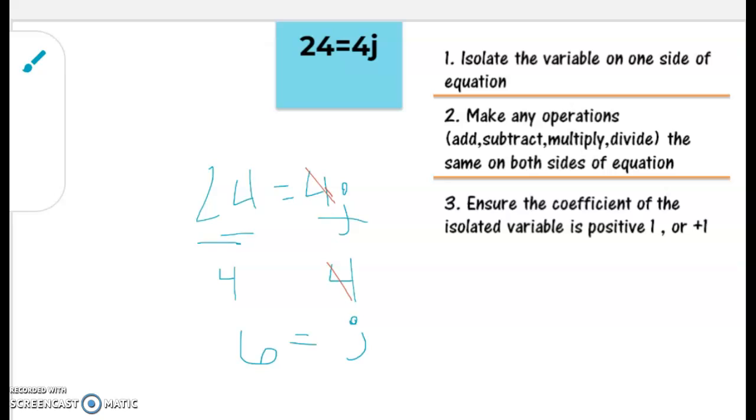So let's just check it. 4 times 6 is 24. So I know for sure my answer is correct.